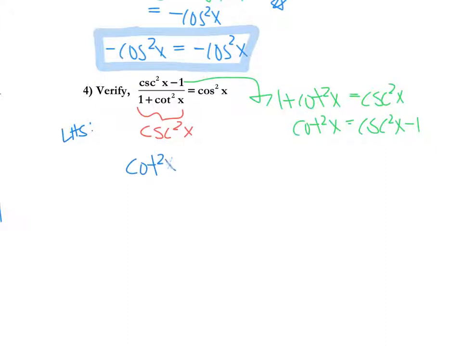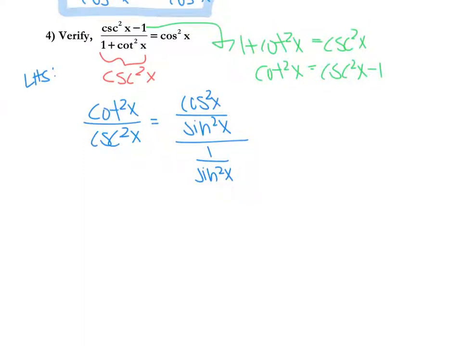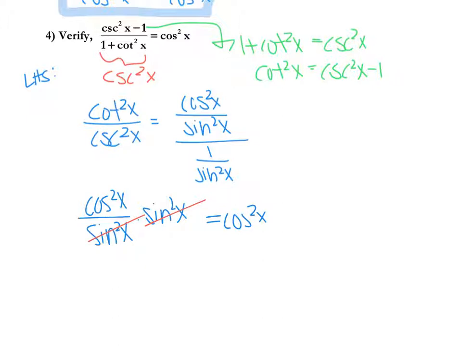So we have cotangent squared over cosecant squared. Use the reciprocal identities from yesterday. So we have cosine squared x over sine squared x, all divided by 1 over sine squared x. Remember that when you are dividing fractions, you multiply by the reciprocal. So now I have cosine squared over sine squared times sine squared. These cancel out, and I'm left with cosine squared, which is exactly the right-hand side.